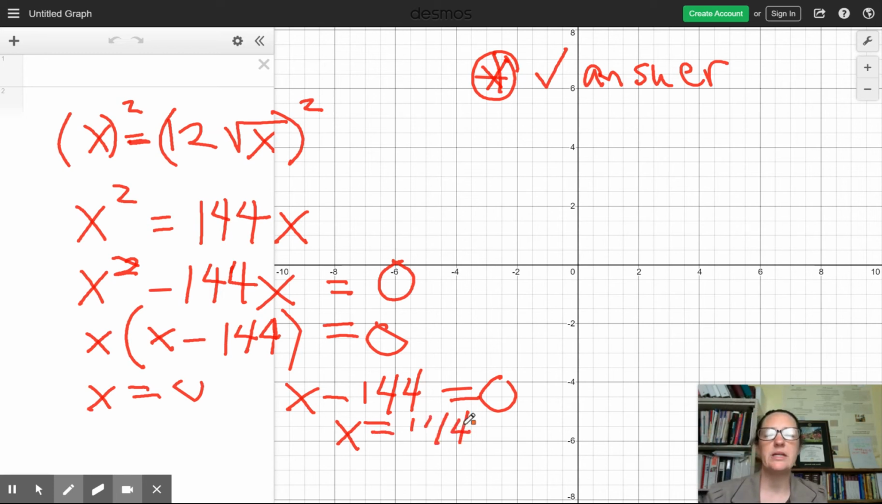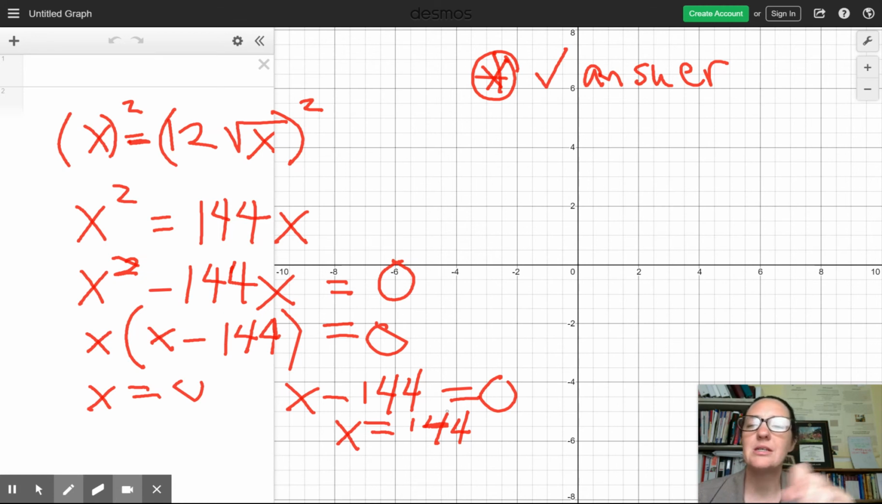And now is when we need to check both of these answers just to double check that we don't have an extraneous root, which could happen. You could do all your algebra right and get a wrong answer if you've squared both sides. So that's why you have to check your answer here.